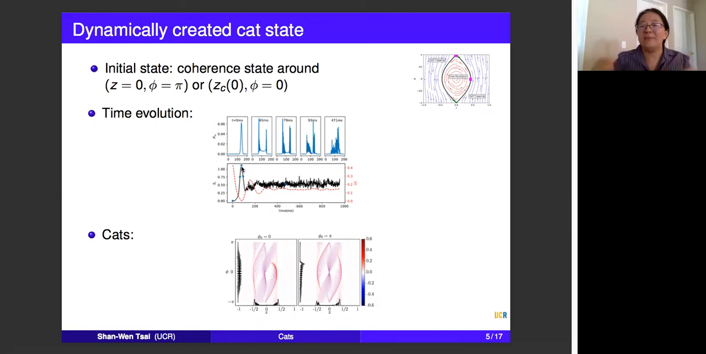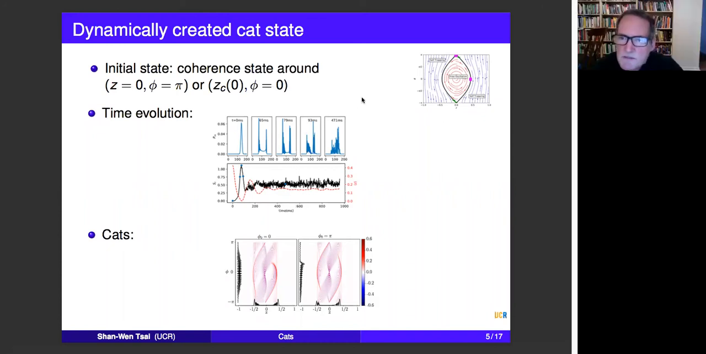Without going into too much detail, this is how the cat is created, just evolving the Hamiltonian once you start with something close to the eigenstate of J in some particular direction. When I specify Z and phi, I'm just specifying some direction to start with.